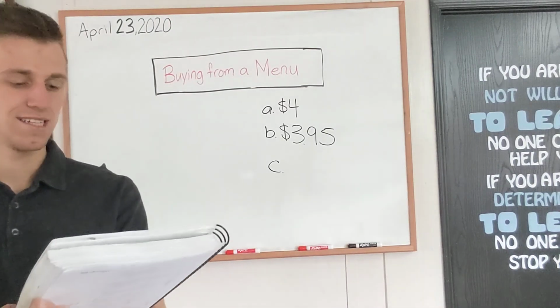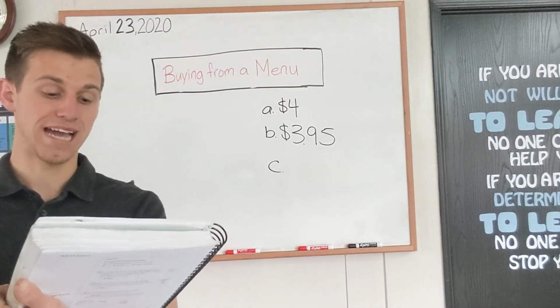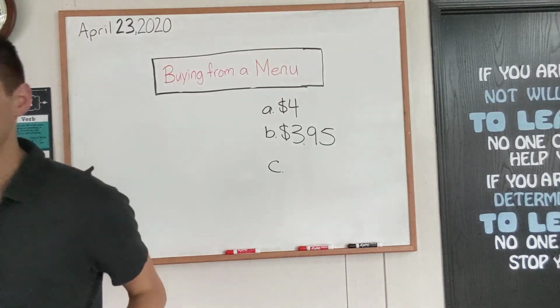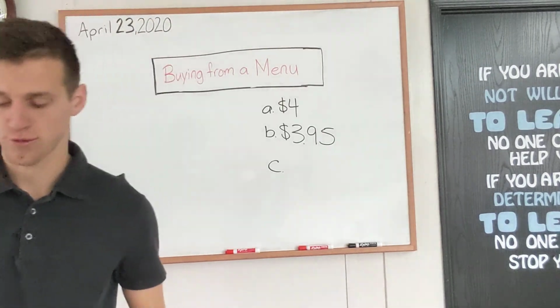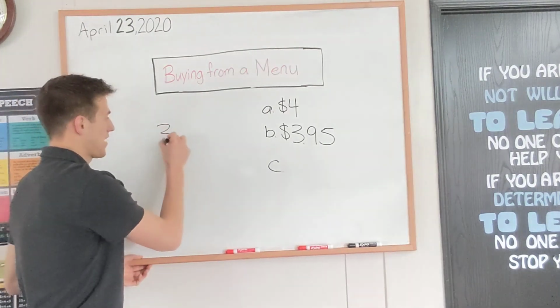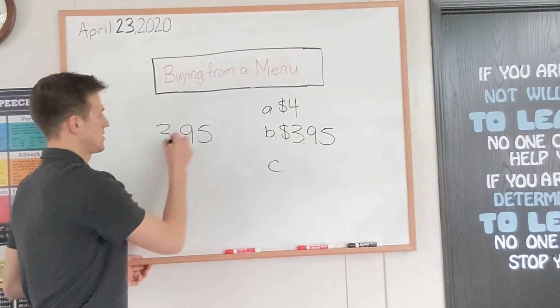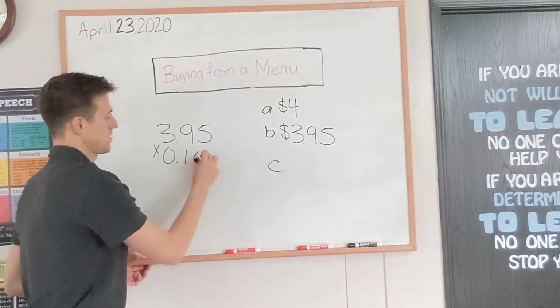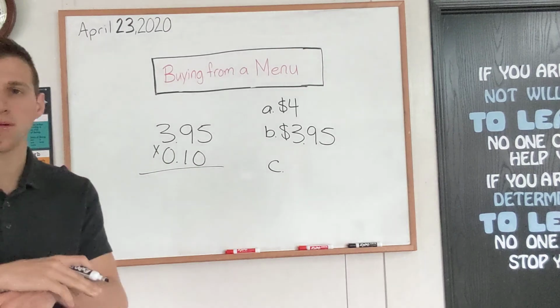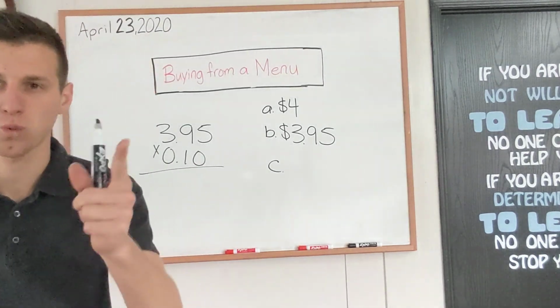we are asked to find the cost with a 10% discount. Okay, so remember, we also have a one-step way we can do for that. We can go $3.95 times 10%, and then we can subtract this answer from that. But remember, that takes too long, right? So what's our one step?